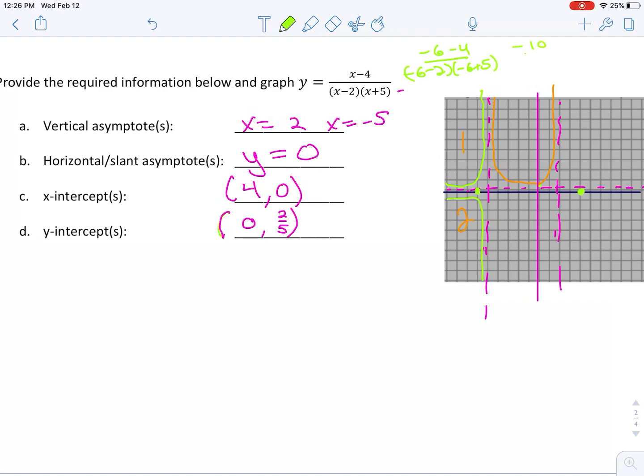I would get -10 on the top, and then on the bottom I would get -8 times -1. So this would give me -10 over 8, which would give me -5 over 4. So that means that it is going down. I got a negative number, so it has to be down there in region number 2, okay?